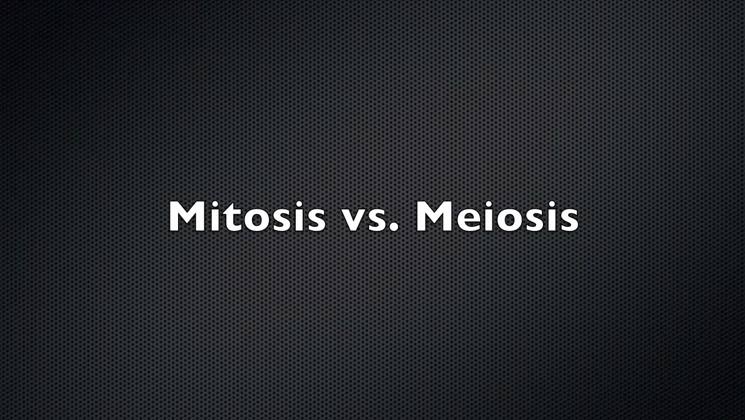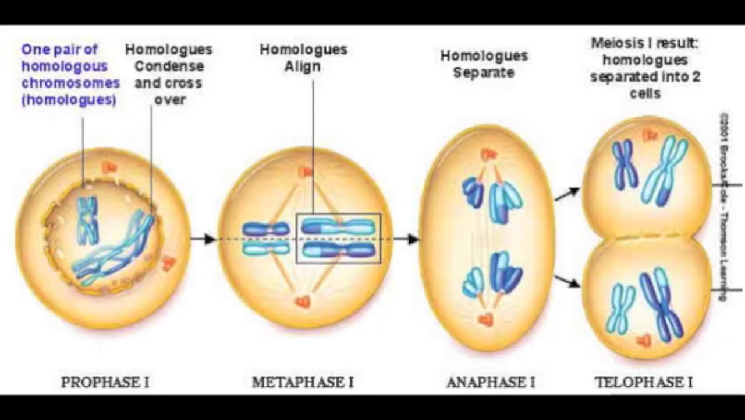A similar but also very different process from mitosis is meiosis. Meiosis is the cell division occurring in sex cells where the two daughter cells have half the number of chromosomes as the parent cells. The function of mitosis is to produce two genetically identical cells, while the function of meiosis is to produce genetically unique haploid cells.